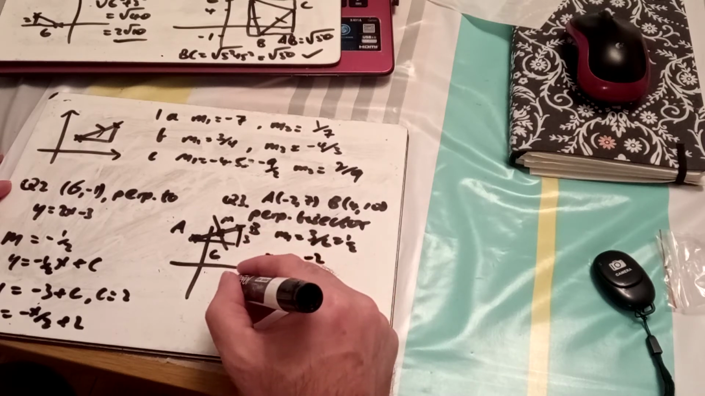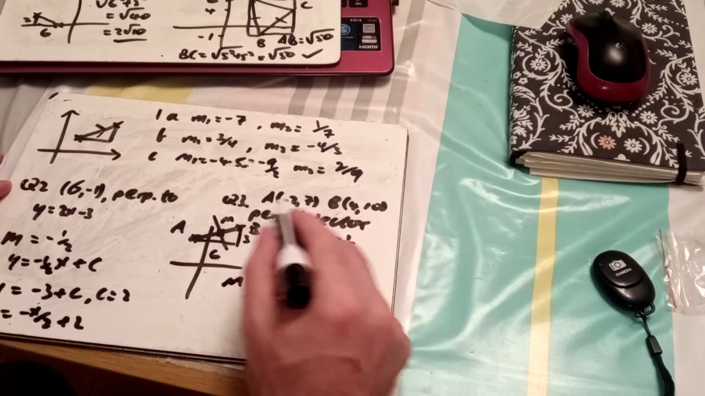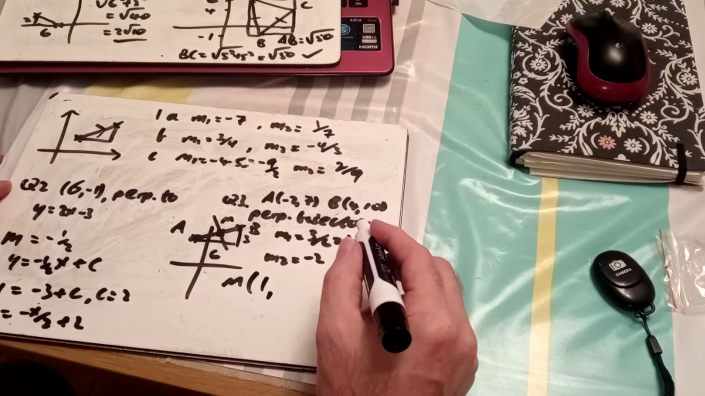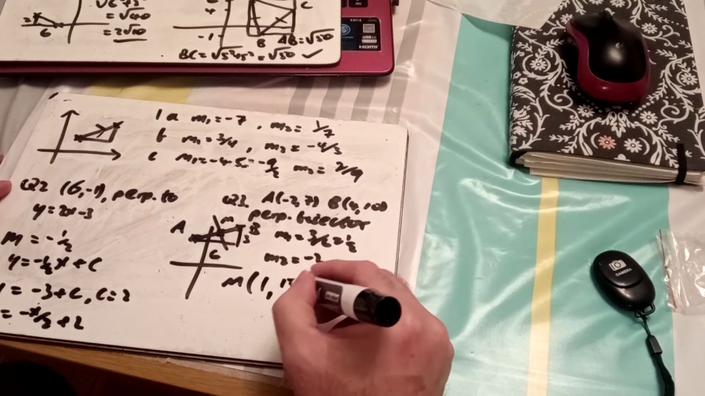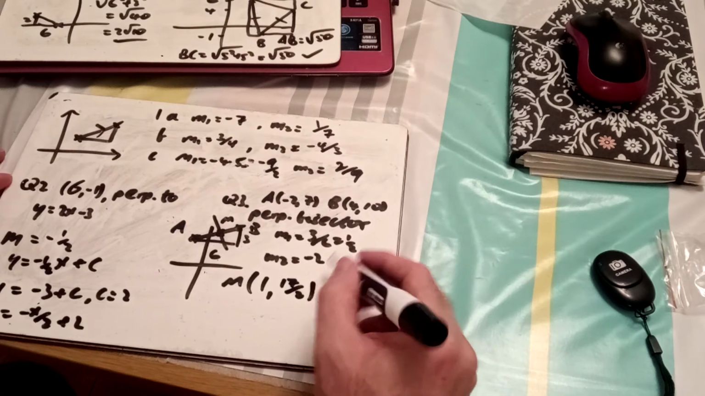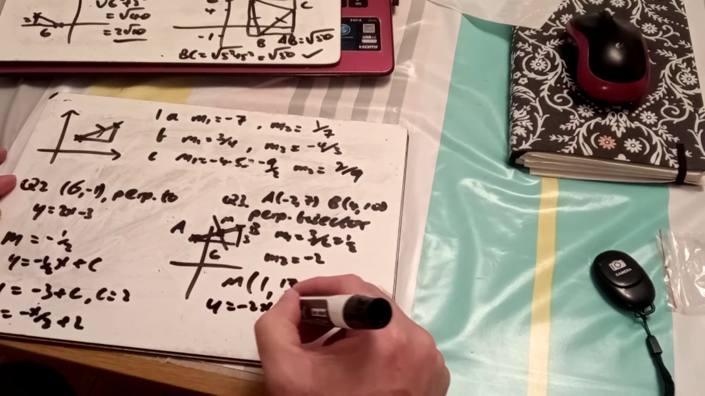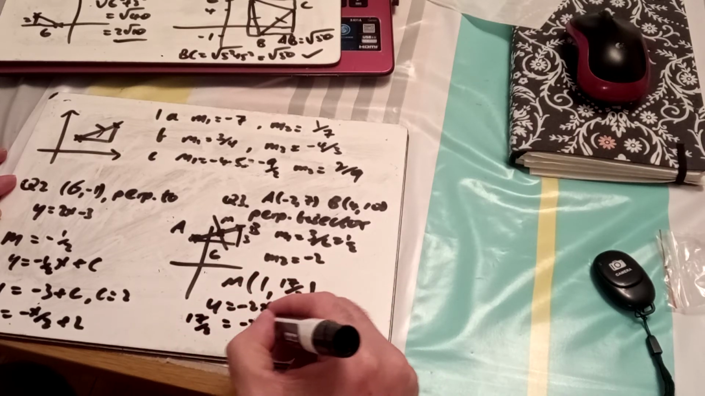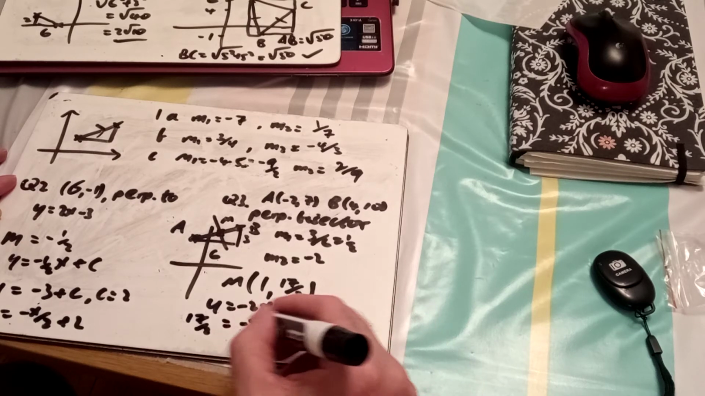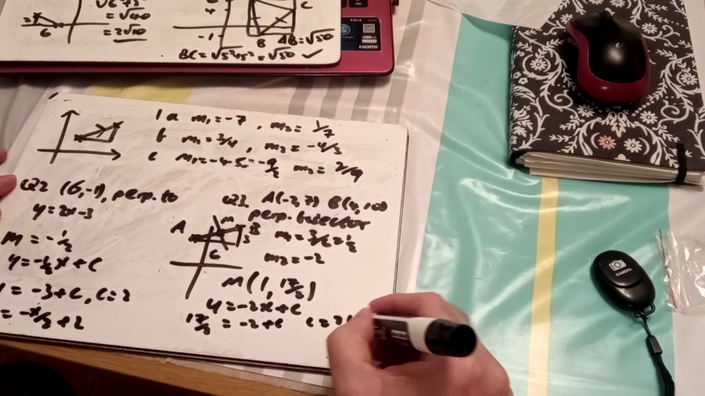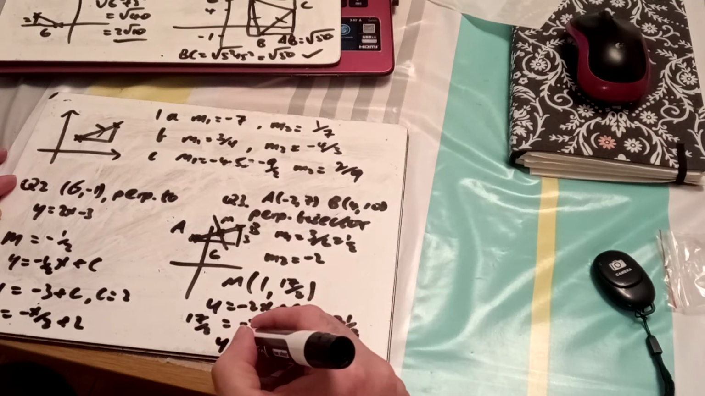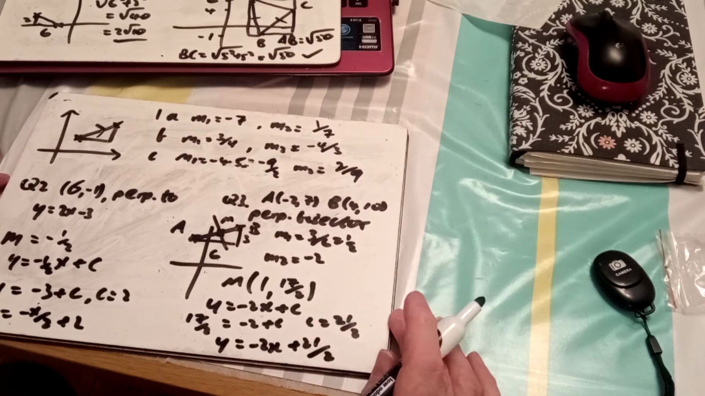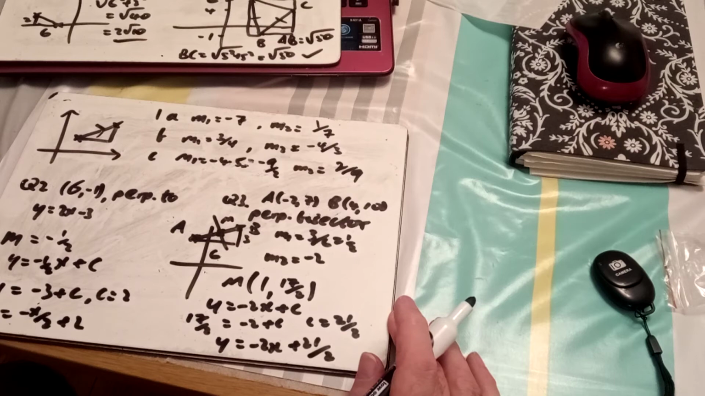But I also need the coordinates of the midpoint, which is what we did last week. It's the average of minus 2 and 4, 1, and the average of 10 and 7, 17 over 2. Add them together and halve it. So I know it's going to be y equals minus 2x plus c. Stick in 17 over 2 equals minus 2 plus c. c is 17 over 2 plus 2, 21 over 2. So y equals minus 2x plus 21 over 2, or equivalent to that. So that's an equation of the perpendicular bisector.